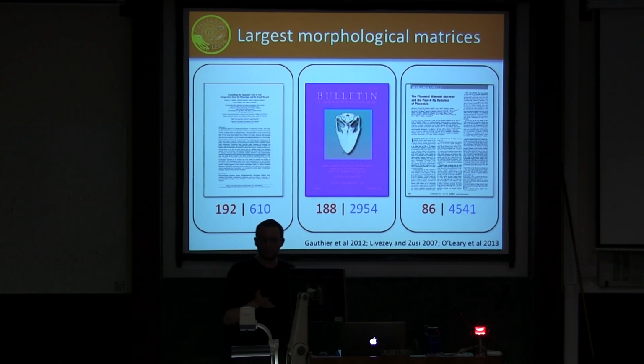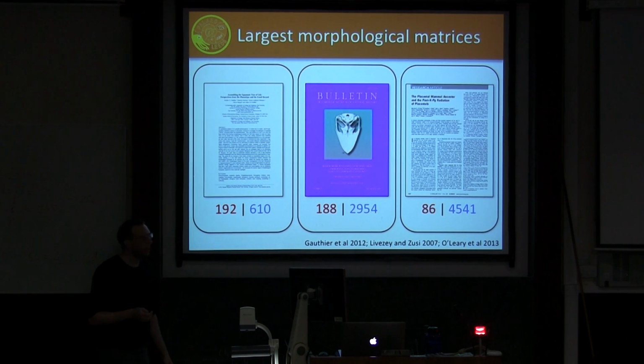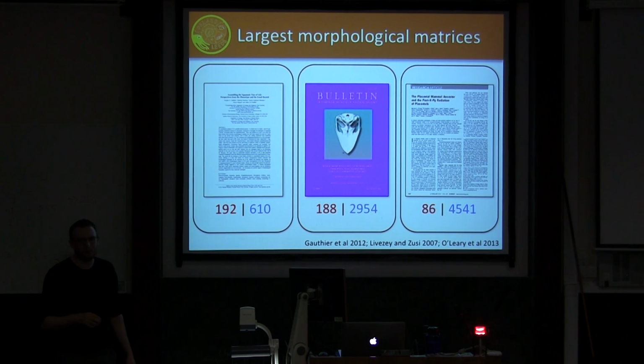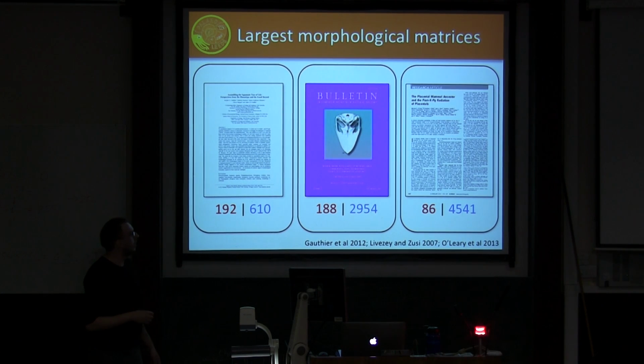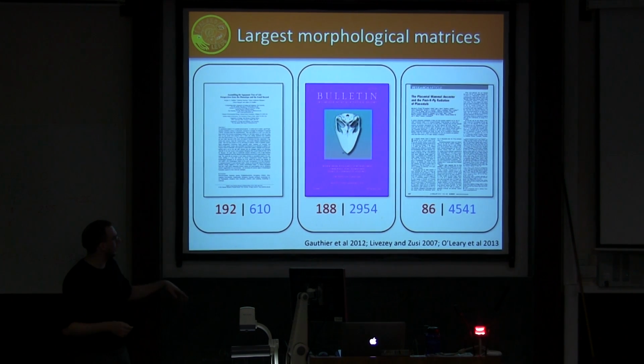So this is an example of some of the biggest trees we have so far. It's probably a bit out of date, but it sort of makes the right point. So these are sort of three very large matrices. The numbers in red are the number of taxa. In blue is the number of characters.